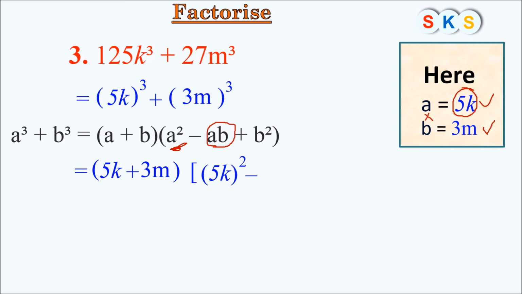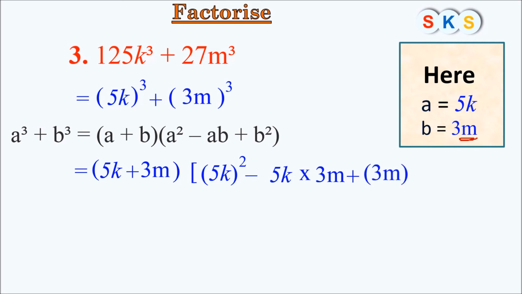what will we get? A into b, we will get 5k into 3m. So what will we write here? We will write here 5k into 3m plus square of b. And what is the value of b? You can see in the box, the value of b is 3m. So we will write here 3m the whole square. Close the bracket. Now we will simplify it further.